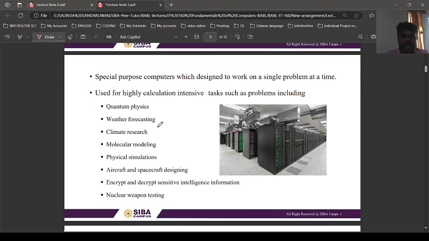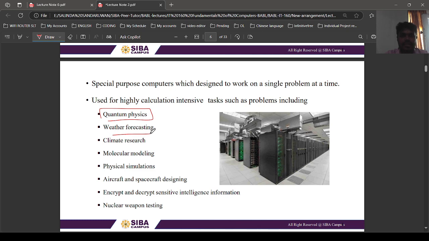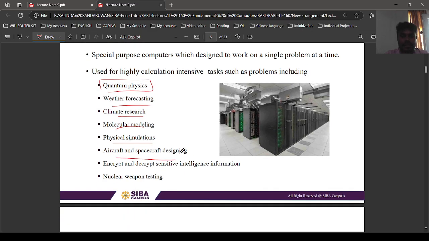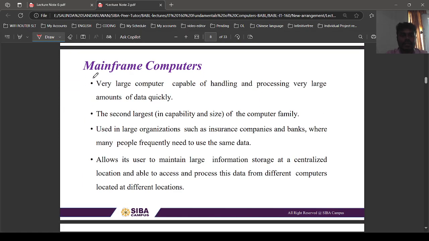Here you have some examples. Quantum physics, weather forecasting, climate research, molecular modeling, physical simulations, aircraft and spacecraft designing, nuclear weapon testing, encrypting, decrypting, and data warehousing. Some examples are IBM's Deep Blue, Fujitsu's K Computer in Japan, IBM's Mira in the USA, and SuperMUC in Germany.